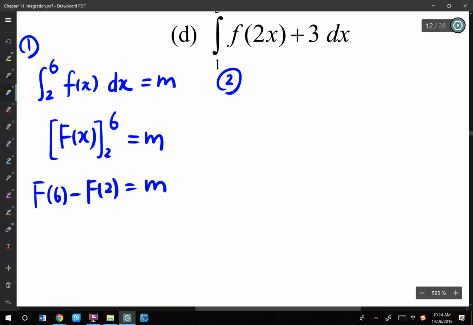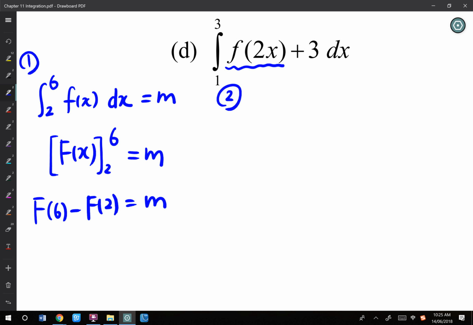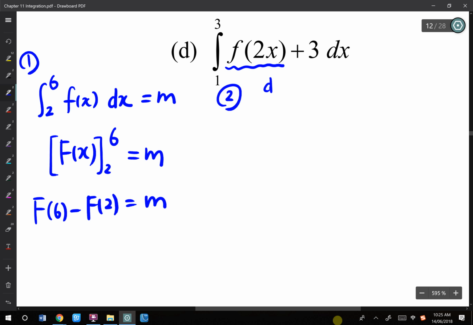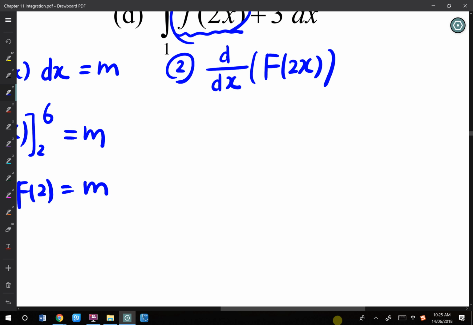Second, what you think about is, what's the relationship between lowercase f of x and capital F of x? The integral must involve capital F of x, but I don't know what exact form it should look like. So now, let's differentiate. I know the anti-derivative has some connection with that, but I don't know the exact relationship. Can you tell me what's the differentiation of this, please?